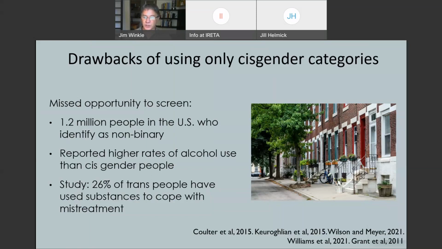And then one study showed a significant percent of trans people use substances to cope with mistreatment that may be correlated with their gender identity. To live in this culture and society as a gender minority person, unfortunately, comes with mistreatment. So here are some reasons why it's really a drawback when we use screening tools that exclude non-binary and trans folks.